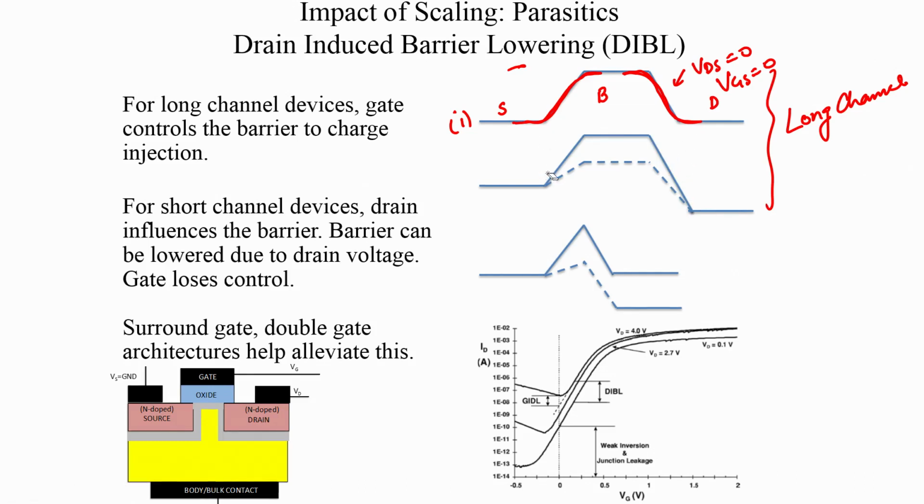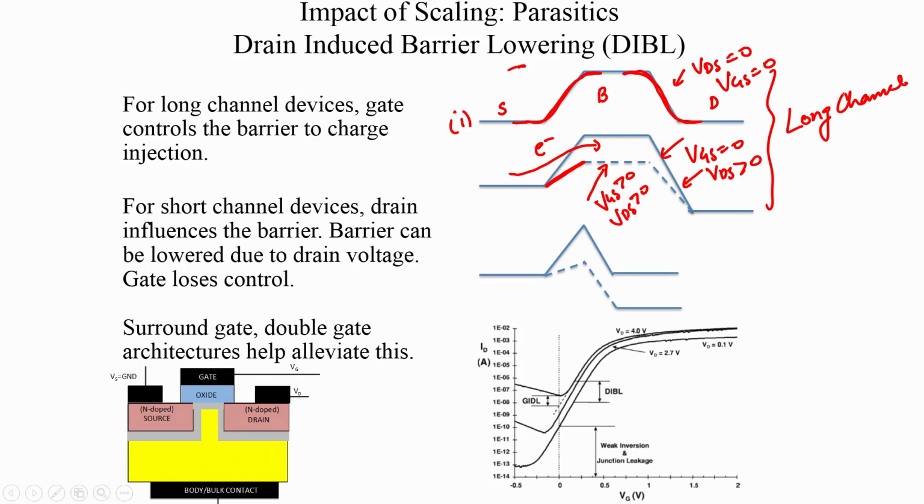And when we apply a gate voltage, so this is the case when VGS is still 0, but VDS is greater than 0. And now when we bring in the gate voltage, when we make VGS greater than 0 and VDS greater than 0, the gate voltage helps to lower this barrier and therefore encourages electrons to come in from the source. So that is the normal operation of a MOSFET.